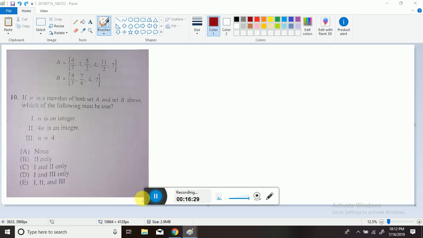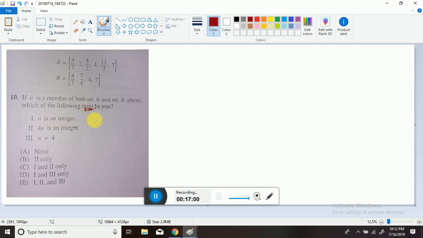Okay, here in this problem, set A is given as 4/7, 1, 5/2, 4, and set B is 1, 2, 3, 4, 5, 6, the total numbers. If n is a member of both set A and set B, which of the following must be true? Must be true. Again the word must is here. Be careful with the word must.